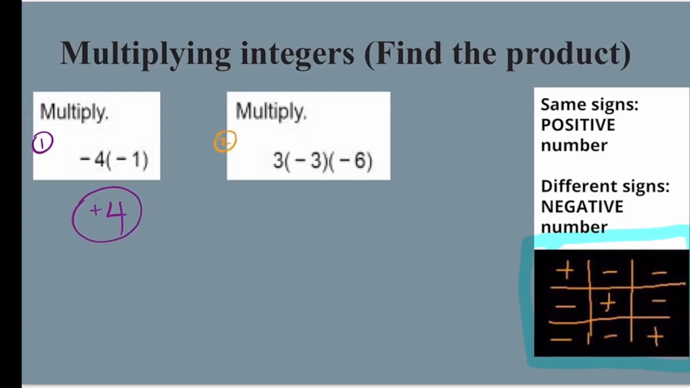Number 2, we have 3 numbers here, so we're going to do 2 at a time. 3 times -3. 3 times 3 is 9. A positive times a negative is negative. We're going to bring down the -6. Negative times a negative is a positive. 9 times 6 is 54.